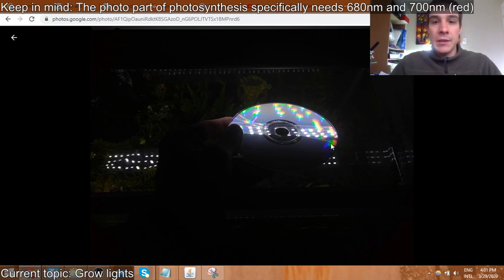So the light is up here. You see it bouncing off of here. And these are those reflections I was talking about. Each individual LED has its own little reflections. That's why they're in rows of 3. 1, 2, 3. So those are all coming off of there.